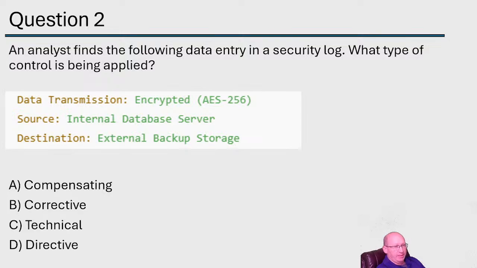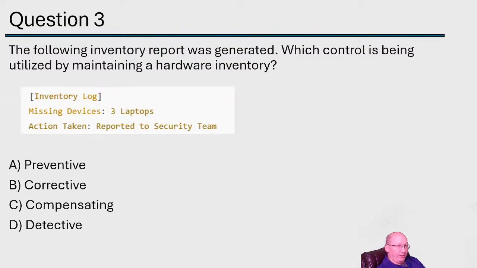Technical and then directive. Technical control is where we use technology to fix an issue, to control a problem, and then a directive control where we're being directed to do something. Well, obviously, if we're looking at that from C and D, it's going to be C. It's going to be C because we're using encryption, we're using external backup storage, so definitely a technical control associated with it. We're using technology to control a problem. That would be a technical control. There we go.